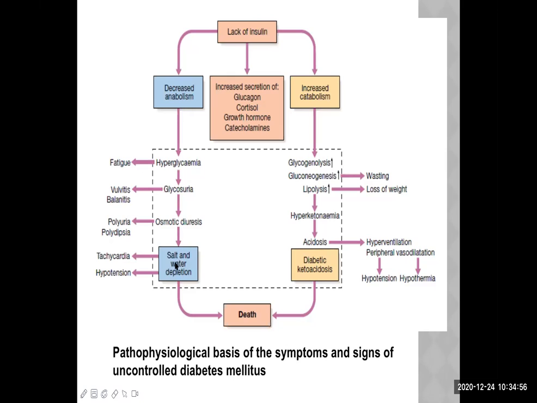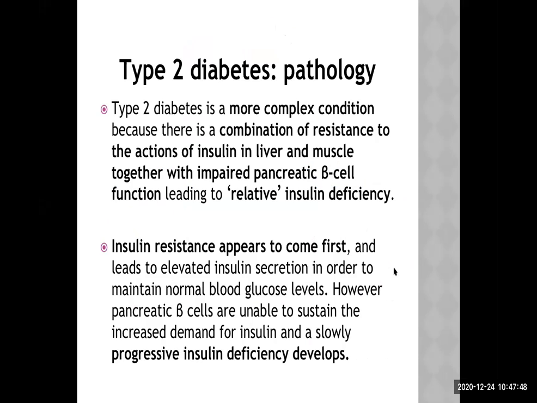So what happens ultimately? There is hypovolemia because of severe dehydration, which leads to tachycardia and hypotension. If this is not treated in time, the person can die. So this is a very good correlation between the different events, especially in case of type 1 diabetes. Now, regarding the pathology of type 2 diabetes, let's talk about it.